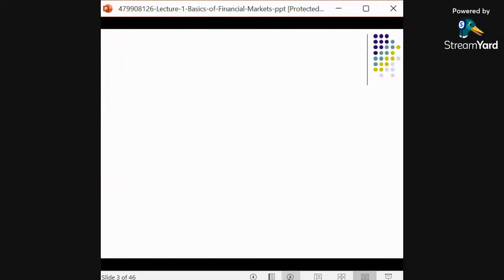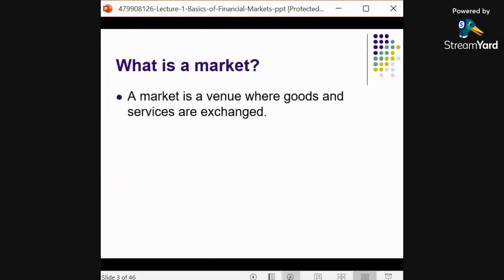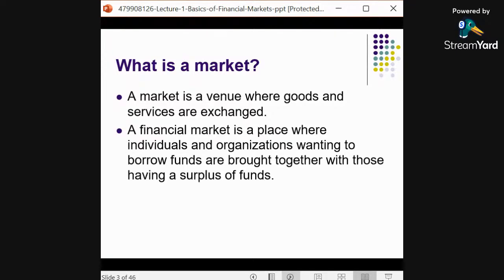Okay. So what is a market? A market is a venue where goods and services are exchanged. Okay, so sa Tagalog, ang market daw, ito yung lugar na kung saan goods and services are exchanged. A financial market is a place where individuals and organizations wanting to borrow funds are brought together with those having a surplus of funds. For example, let's say we are connecting the said customers who are needing money with the said investors or people who have the same financial capacity or funds in order to sustain businesses, di ba?